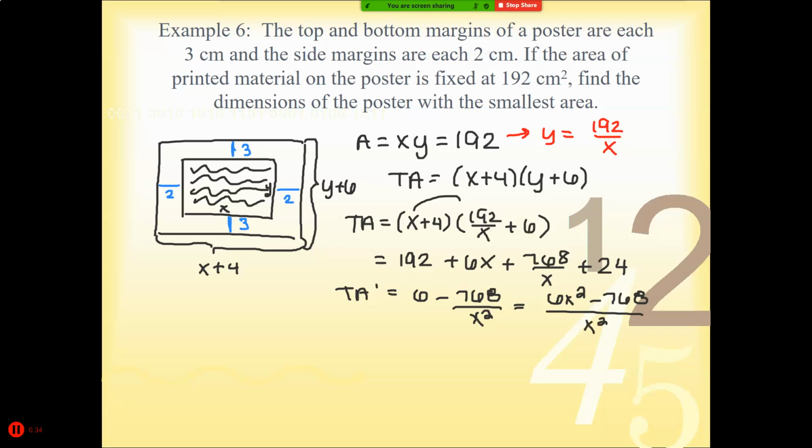And we know that when total area prime, if the denominator equals 0, is when x equals 0. But we know that it would be illogical to have a width of 0. So we kind of toss that answer out. And we solve for 6x squared minus 768. So you get 768 divided by 6 equals x squared. And 768 divided by 6 is 128 equals x squared.